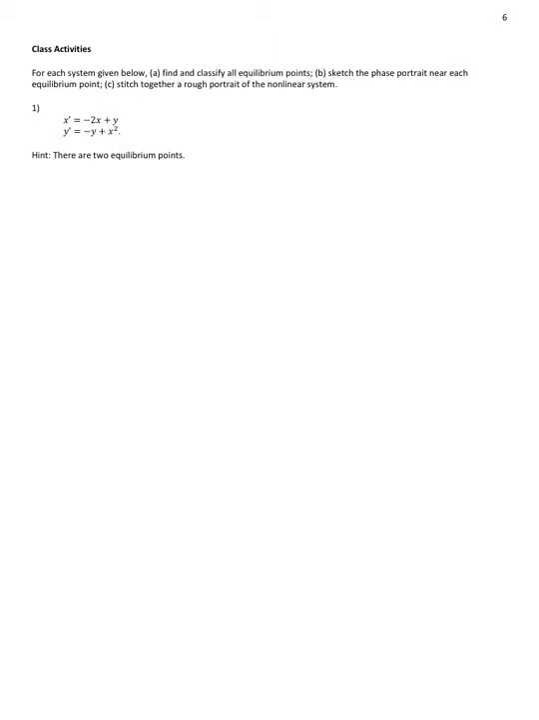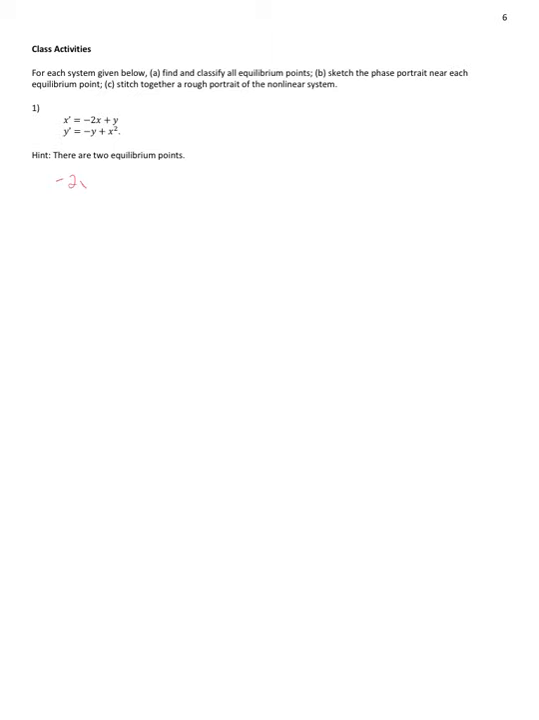Okay, for each system given below, and I have two systems we're going to do this for, we're going to find and classify all the equilibrium points, sketch the phase portrait near each equilibrium point, and then try to stitch together a rough portrait of the nonlinear system. Okay, so I have to make a Jacobian. Well, first I need to find all the equilibrium points, and it says hint there are 2.